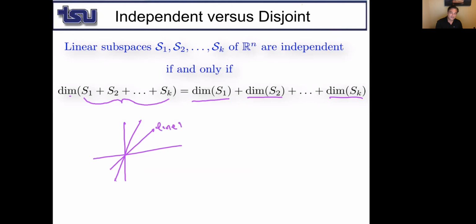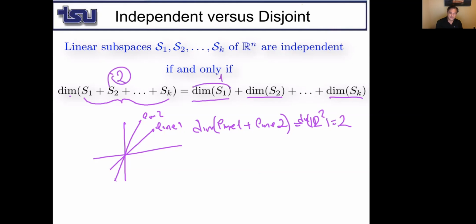Line 1, line 2. And if I get line 1 plus line 2, that's basically R2. That means the dimension of line 1 plus line 2 is the same as the dimension of what? R2, which is 2. So here it is 2. And then the dimension of the first line is 1, and the dimension of the second line is 1, and 1 plus 1 is equal to 2. That means two lines are linearly independent.